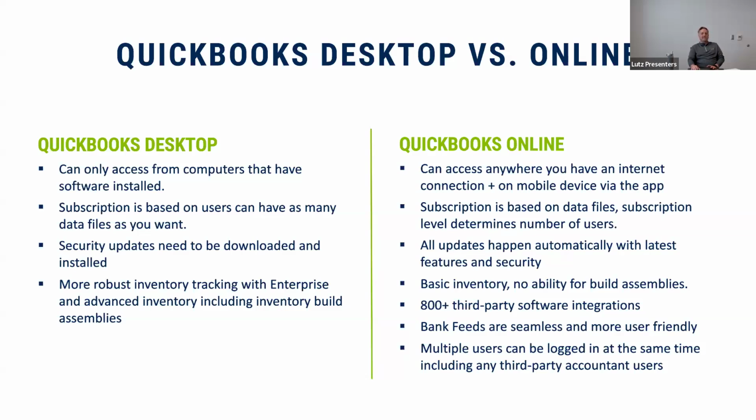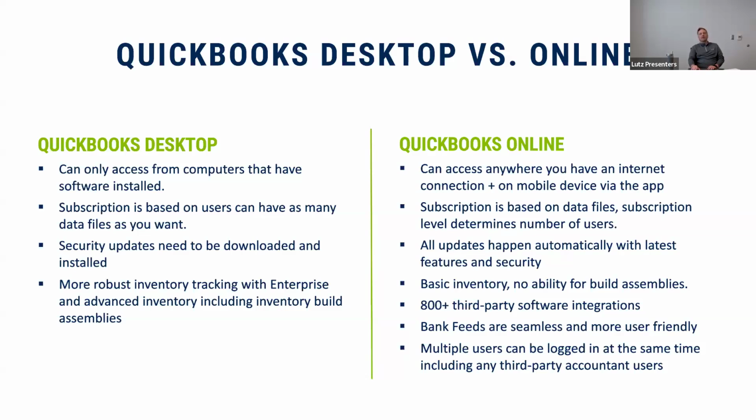Again, you can see on the screen here, there are security updates that need to be downloaded and installed on each of those computers that have it installed on desktop. The one plus side on QuickBooks Desktop is they do have more robust inventory tracking with QuickBooks Enterprise and advanced inventory, including inventory build assemblies. So if you're a manufacturing client, making the move to QuickBooks Online is probably going to involve utilizing third-party software to track your inventory.